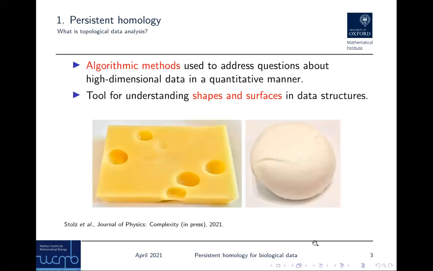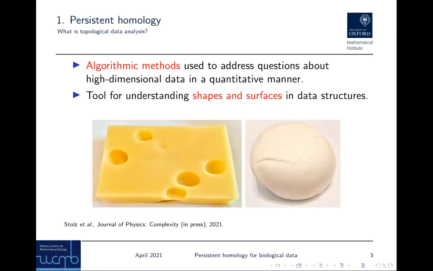Okay, so what is persistent homology? You are probably more likely to have come across the term topological data analysis over the last few years. It's grown quite a bit. And this is an umbrella term for algorithmic methods that are used to address questions about high dimensional data in a quantitative manner. And it's in particular a tool for understanding shapes and surfaces in data structures.